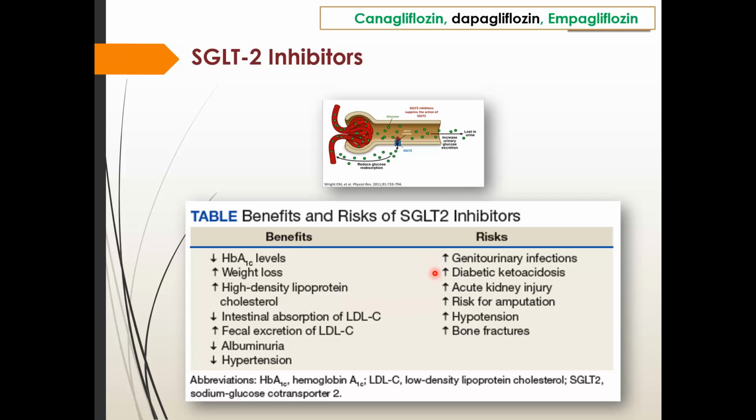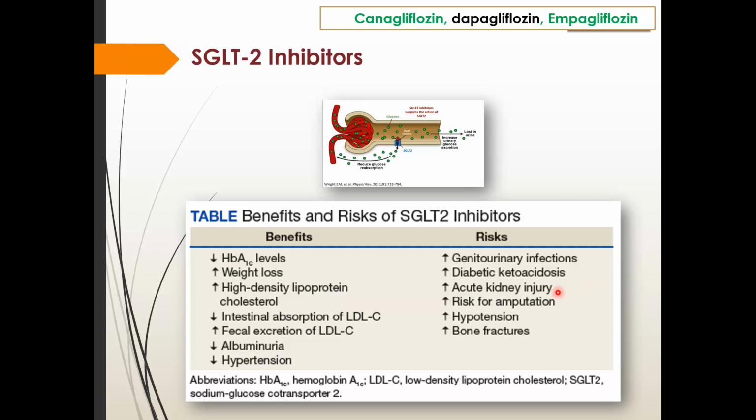There is a slightly increased chance of diabetic ketoacidosis, because you can remember from the last class that one of the major problems in diabetic ketoacidosis was the osmotic diuresis due to hyperglycemia. So the same thing, this drug promotes glucose concentration in the urine, so it will promote more water loss and the situation will worsen.